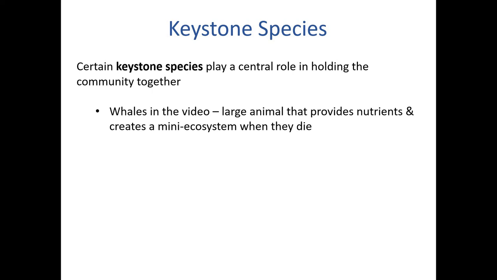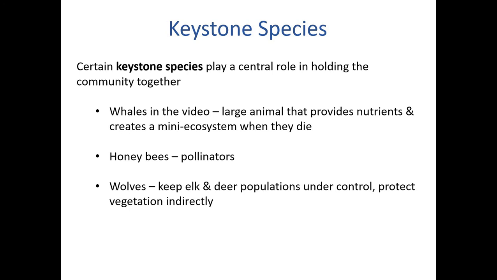Another example of a keystone species, I'm sure you've all heard a lot about this one, is honeybees, as pollinators. Save the bees is, of course, a big thing these days because honeybees are crucial for the pollination, not just of some natural flowering plants, but also for our crop production. Wolves are another example of a keystone species. They're predators that are very important for keeping elk and deer populations under control. In that way, they can indirectly protect the vegetation, so that you don't eat up all of the vegetation in a region.